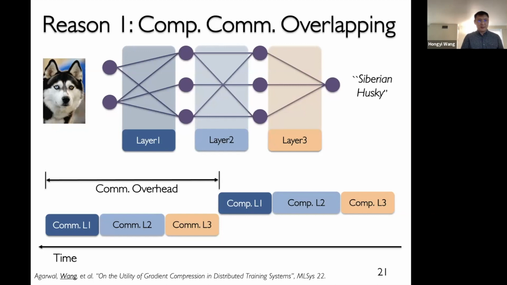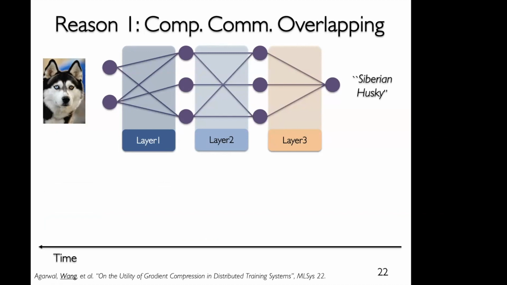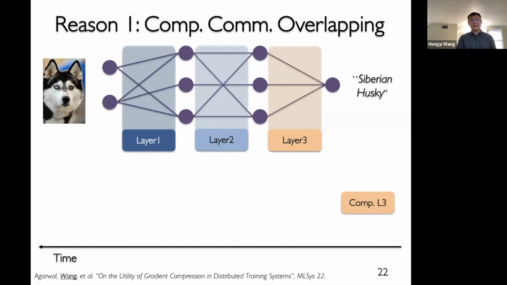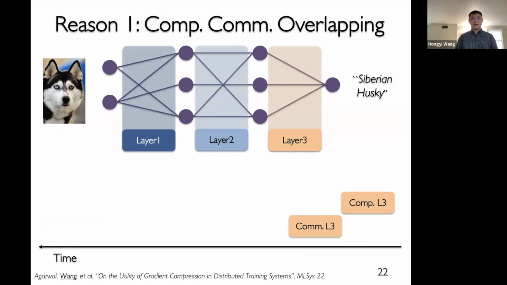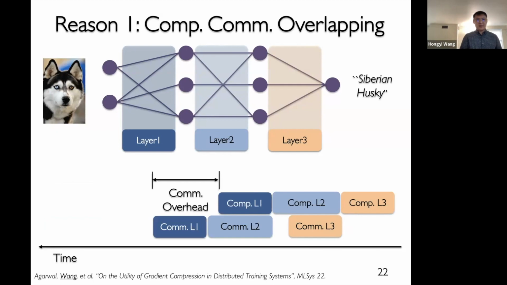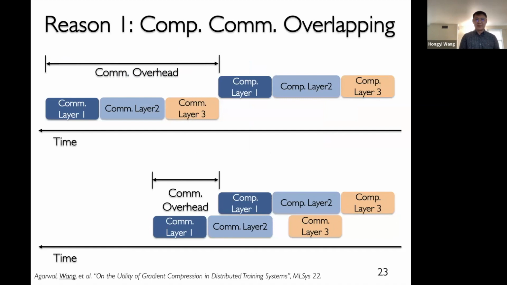But that's only the vanilla way. In practice, the communication does not necessarily need to happen after all the computation has finished. After you get the gradient of the last layer, you can immediately start the communication. Nothing constrains you to wait until all the computation is done. If you work that out, you can see the communication overhead is much smaller compared to the previous example. If you align those two timelines, in practice the communication overhead can be much shorter than in the vanilla implementation.